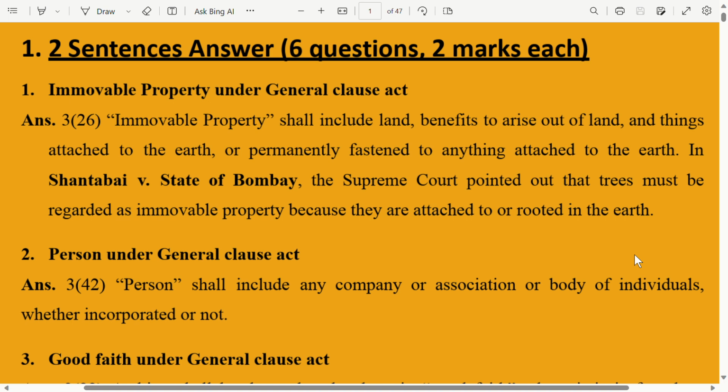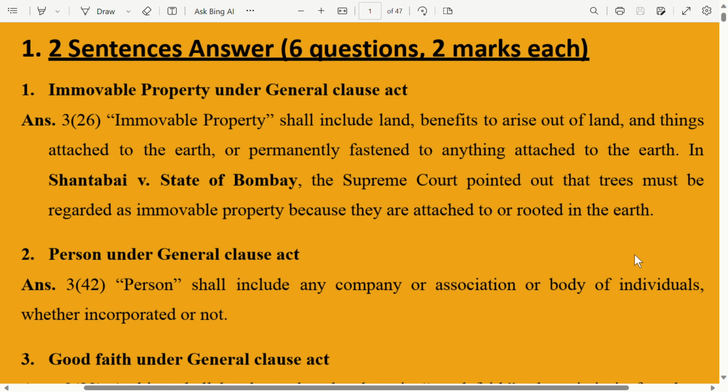Immovable property shall include land, benefits to arise out of land, and things attached to the earth, or permanently fastened to anything attached to the earth. In Santabai versus State of Bombay, the Supreme Court pointed out that trees must be regarded as immovable property because they are attached to or rooted in the earth.